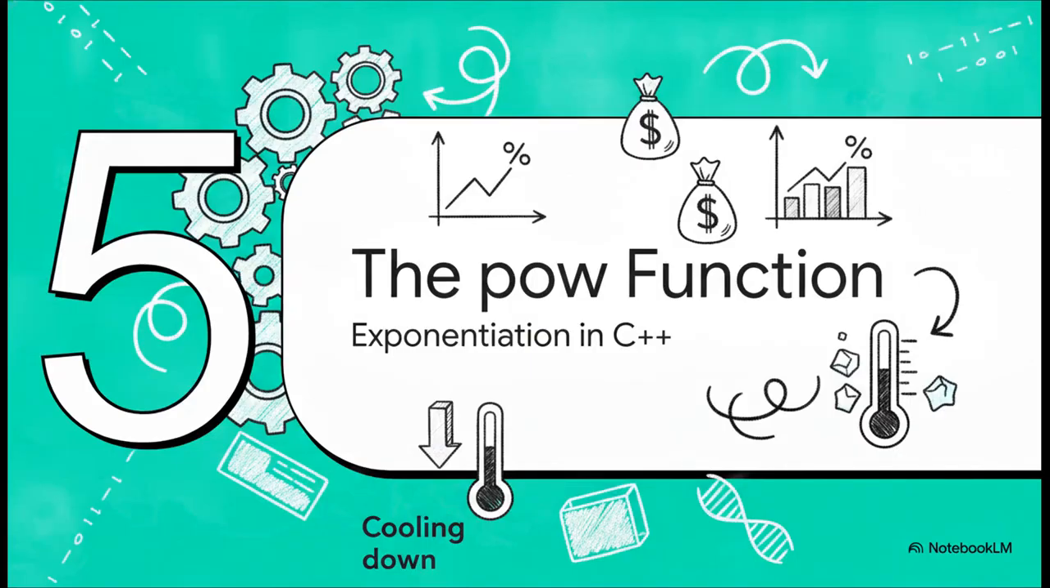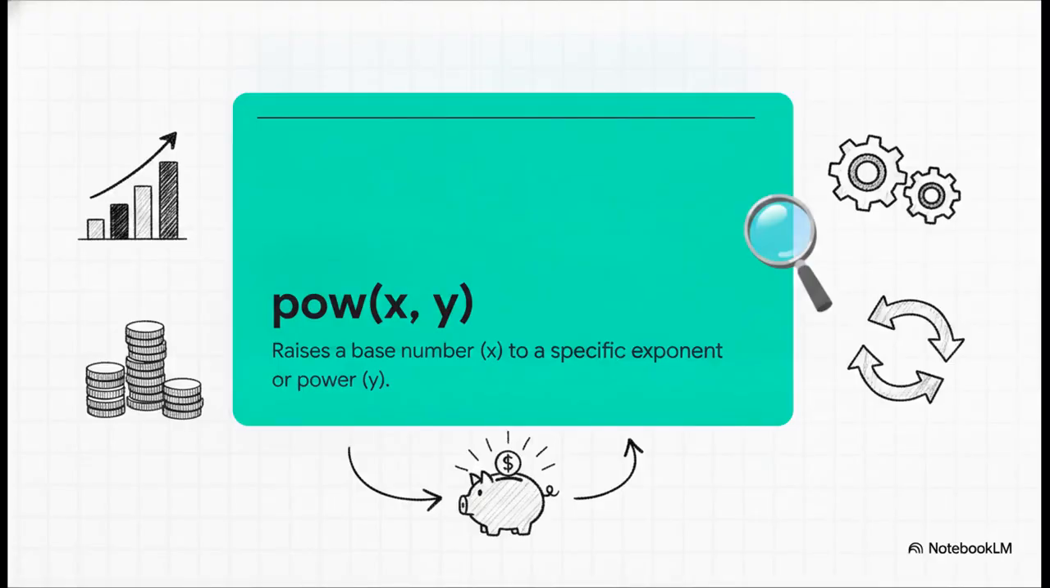And finally, section 5, the POW function. The POW function is basically your elegant solution for calculating exponential growth. So if you're building something like a savings calculator where interest compounds over years, you definitely don't want to manually multiply variables over and over again. That's messy. You just use POW.